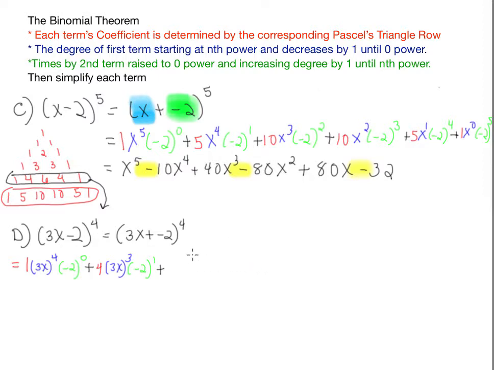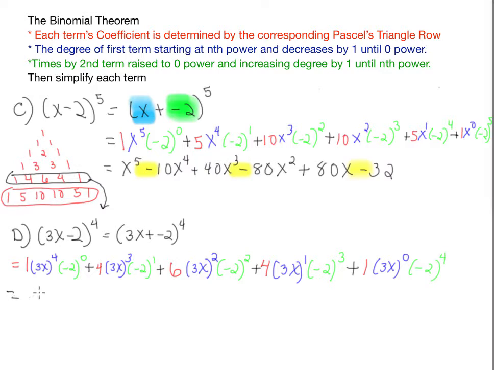this row of Pascal's triangle, which is 6, times our first term of 3x squared, times our second term, which is negative 2, raised to the 2nd degree, plus 4 from Pascal's triangle times 3x raised to the 1st degree times negative 2 raised to the 3rd degree, plus the last number in this row of Pascal's triangle, which is 1, times our first term of 3x to the 0 degree, times our second term of negative 2 to the 4th degree.